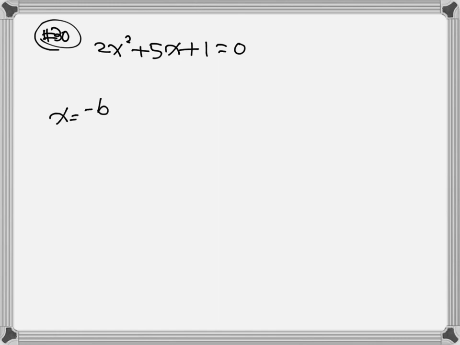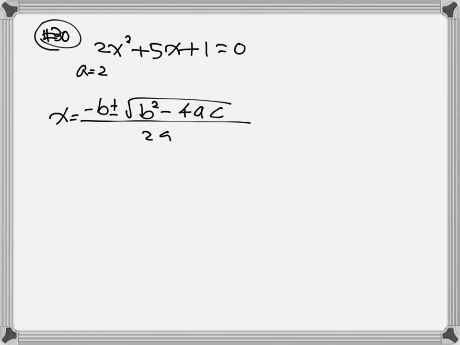Now let's look at number 30. Here we have 2x squared plus 5x plus 1 is equal to 0. Now they ask us to use the quadratic formula. So here's the quadratic formula. Make sure you memorize the quadratic formula for the test. So a is equal to 2. b is the number in front of x, which is 5. c is the last number, which is 1.